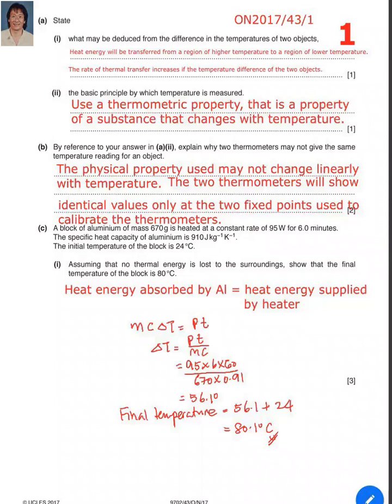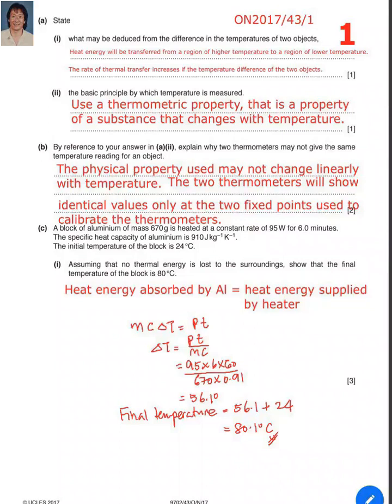In part B, by reference to your answer in A part 2, explain why two thermometers may not give the same temperature reading for an object. The reason is because the physical property used in the calibration of the thermometer may not change linearly with temperature. This means that equal increments in temperature may not produce equal change in the physical property of the thermometric property chosen for the thermometer.